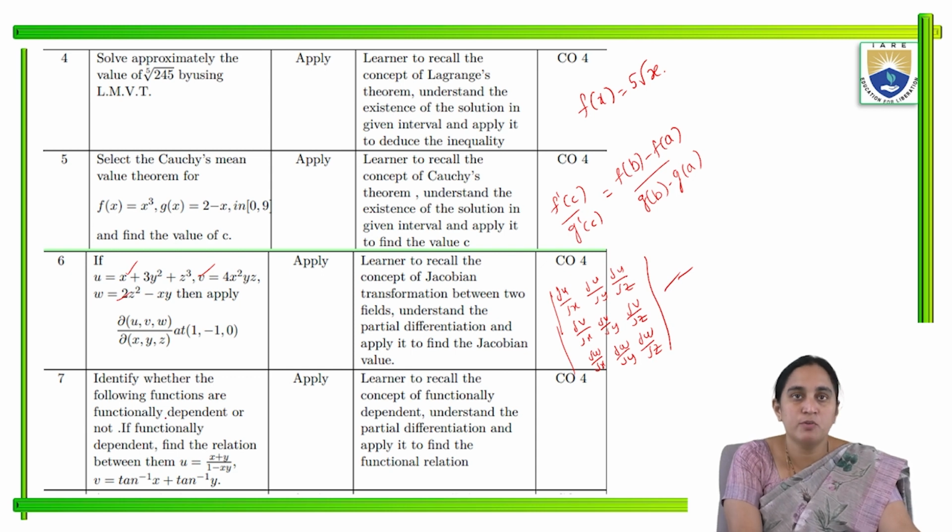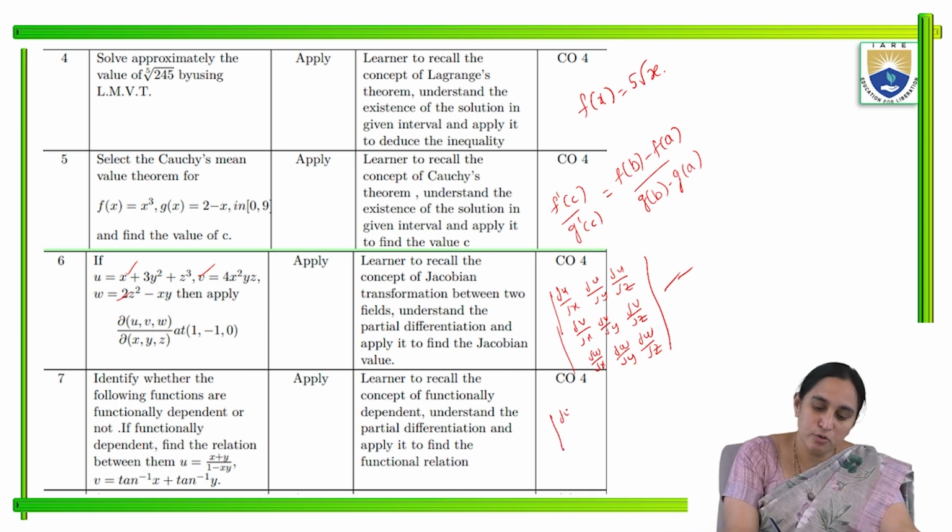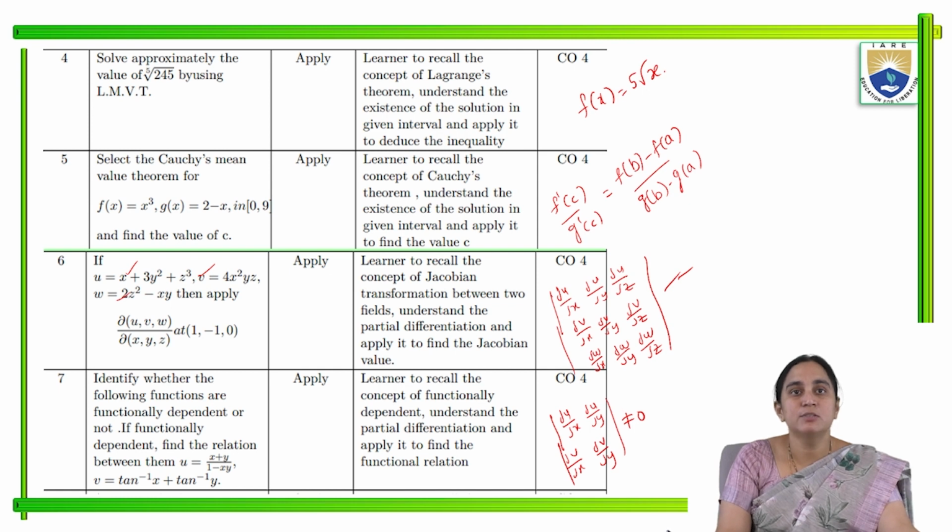Here, for the seventh question, first we have to show that the functions are functionally dependent or independent. Observe that u is in terms of two variables, x and y, and v is also in terms of x and y. For that we have to find the Jacobian value, that is the determinant of dou u by dou x, dou u by dou y, dou v by dou x, and dou v by dou y. If it is not equal to 0, then definitely the functions are functionally independent.